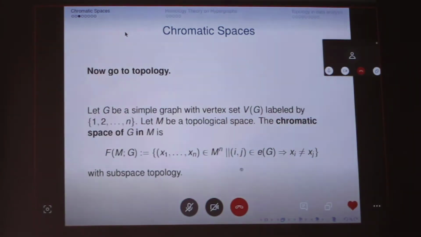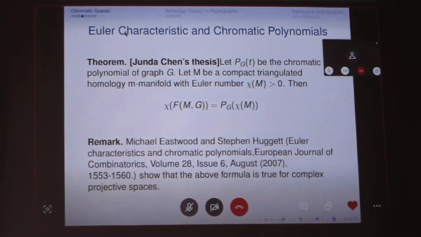I just say that if there's an edge joining two coordinates, then these two coordinates x_i, x_j are distinct. Okay, so now before we see that, actually there are some interesting connections with combinatorics. So first thing, let's try to see what happens, because we have a space now.